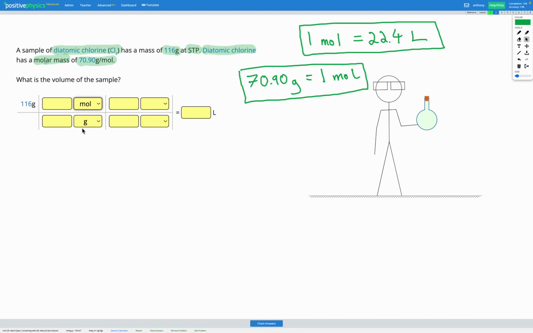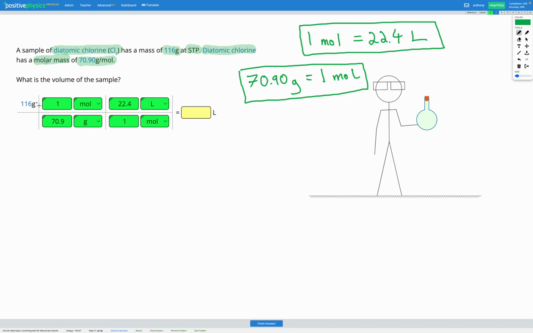Then the top and bottom of this fraction need to equal each other. We know that 1 mole of Cl2 equals 70.90 grams of Cl2. So that's our first conversion. Next, we need to get from moles into litres. So we're going to have moles on the bottom, so the moles will cancel out, litres on the top, and we know that at STP, 1 mole is equal to 22.4 litres. So those are our steps. We've successfully gotten from grams to litres.